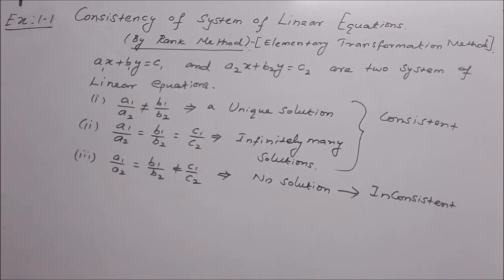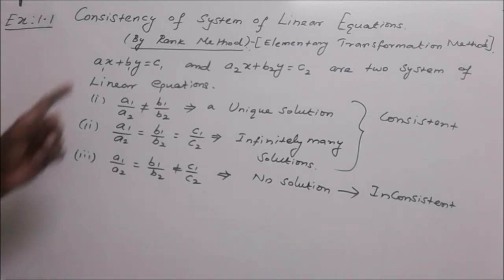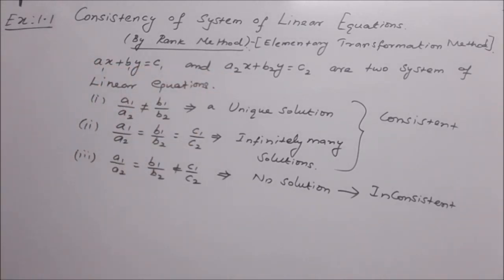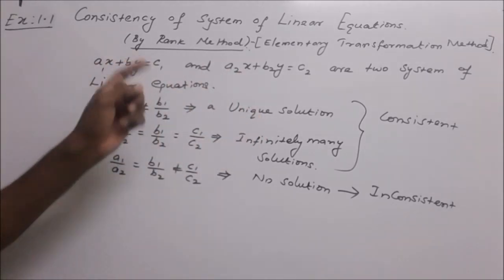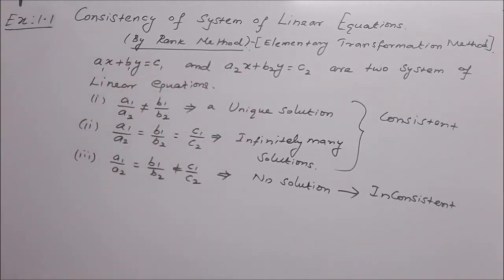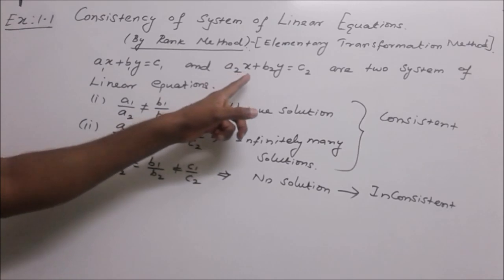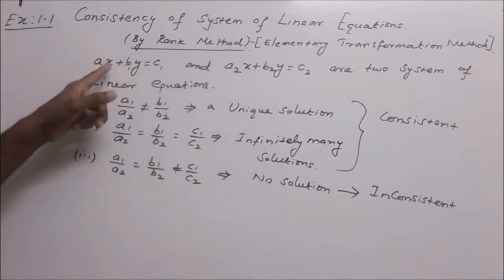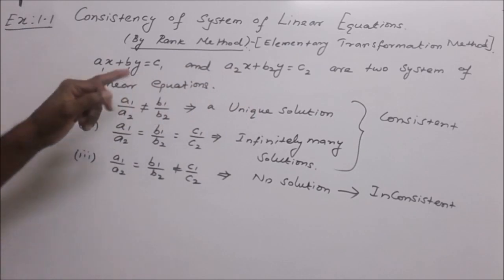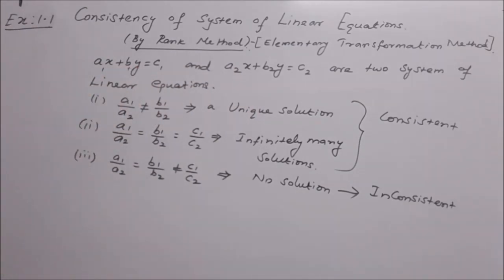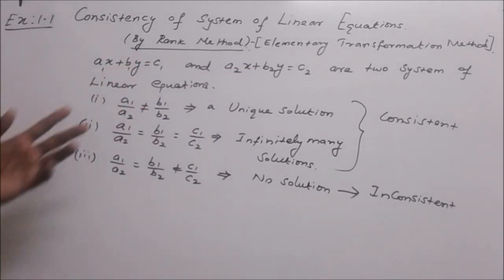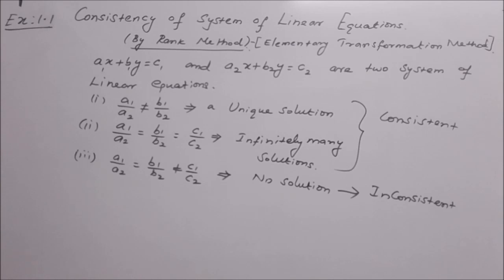Consider two systems of linear equations: a1x plus b1y equal to c1 and a2x plus b2y equal to c2. Comparing the coefficients, the coefficient of x is a1 in the first line and a2 in the second. The coefficient of y is b1 in the first line and b2 in the second. The constant term is c1 and c2.